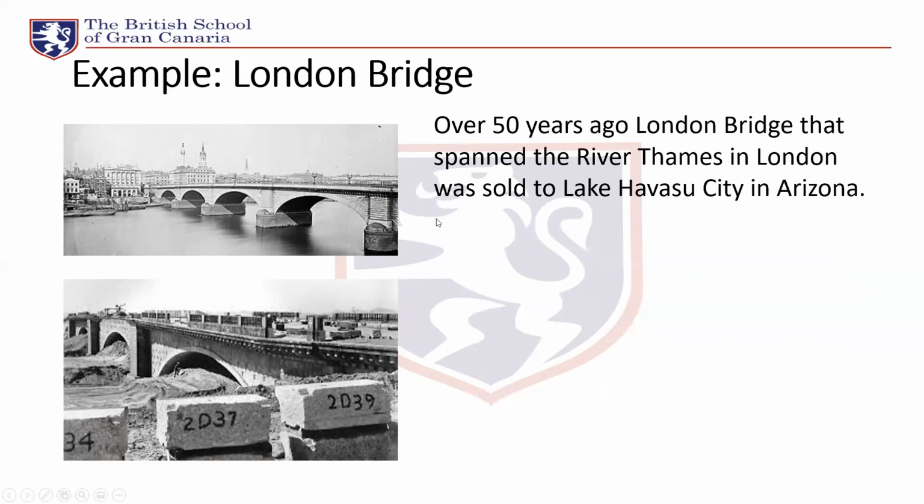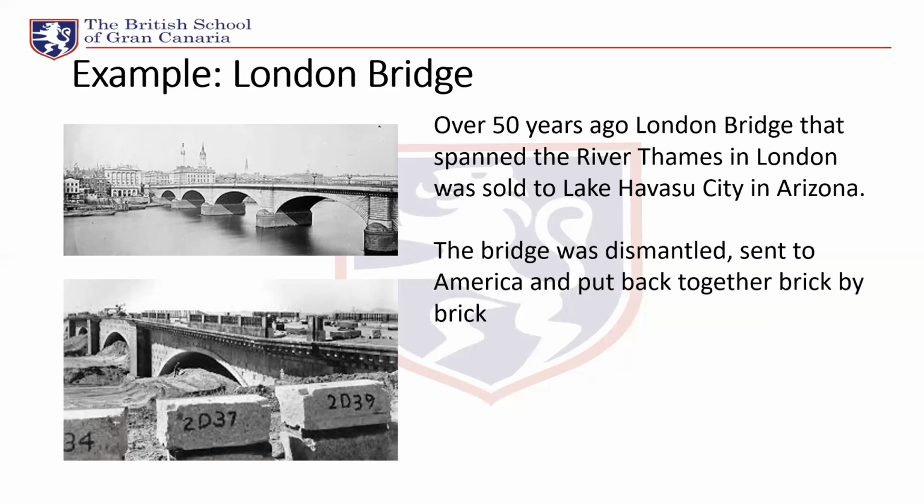Now what happened was over 50 years ago, I think around 1967, London Bridge was sold to Lake Havasu City in Arizona. So you think, well, how can they sell a whole bridge to America? But they did. They sold a whole bridge to this city in Arizona. And the bridge was basically dismantled bit by bit, brick by brick, and then it was sent to America, and then it was put back together brick by brick.